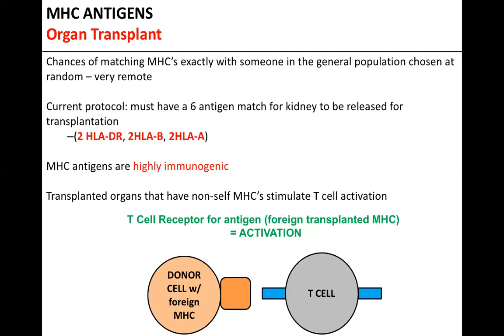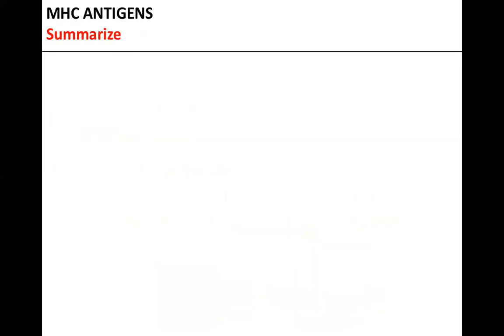To suppress that, patients are given specialized drugs called immunosuppressants. We'll talk more about that in later lectures. But for now, just understand that HLA testing, tissue typing is very much applicable when you're talking about organ transplantation. Okay, so that's pretty much it.